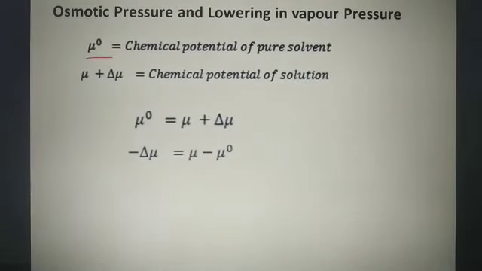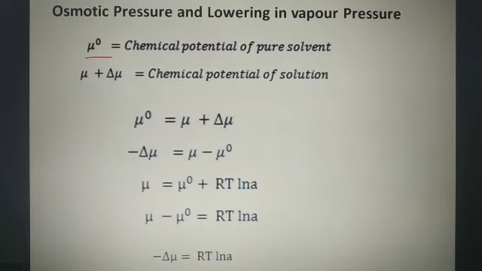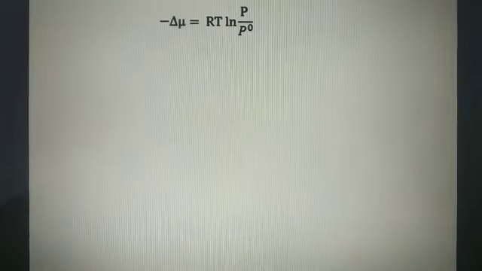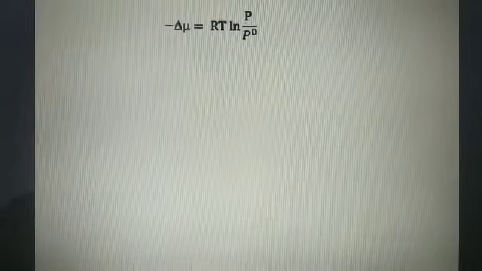Also we know that the chemical potential for a component can be written as: chemical potential of the solution is chemical potential of the pure solvent plus RT ln a, where a is the activity. Further, mu minus mu naught is RT ln a, a little bit of modification, and minus delta mu is equal to RT ln a. Further, for minus delta mu, the activity is written as the vapor pressure of the solution side divided by the vapor pressure of the pure solvent.